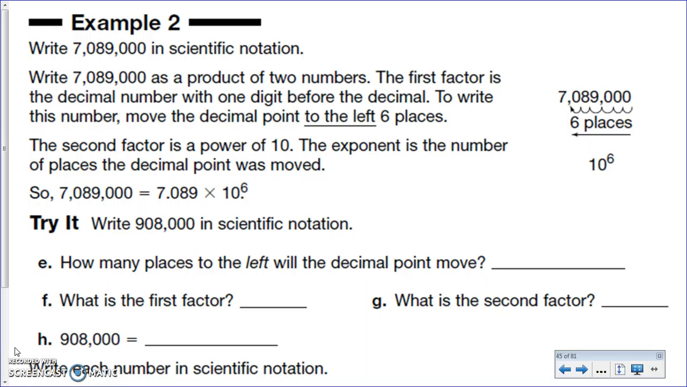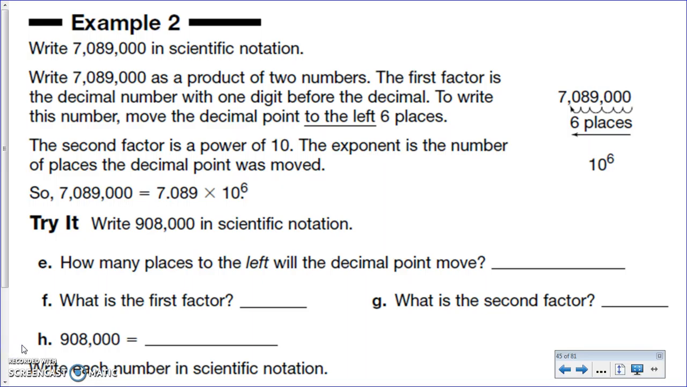So we know every whole number has an invisible decimal behind it. So we're going to take it from the end of that number all the way up to where the 7 is. So our first factor becomes 7.089. And you have to write the first factor out until all you have left is zeros after it, times 10 to a power. In this case, it's 6, because the decimal had to move 6 places.